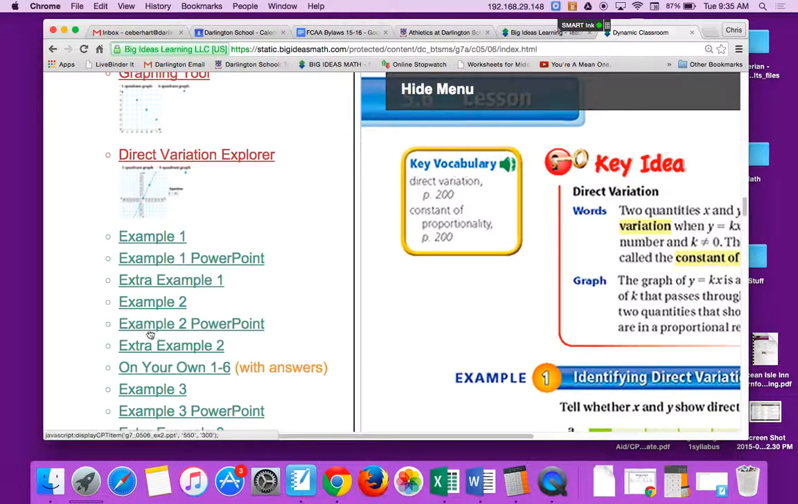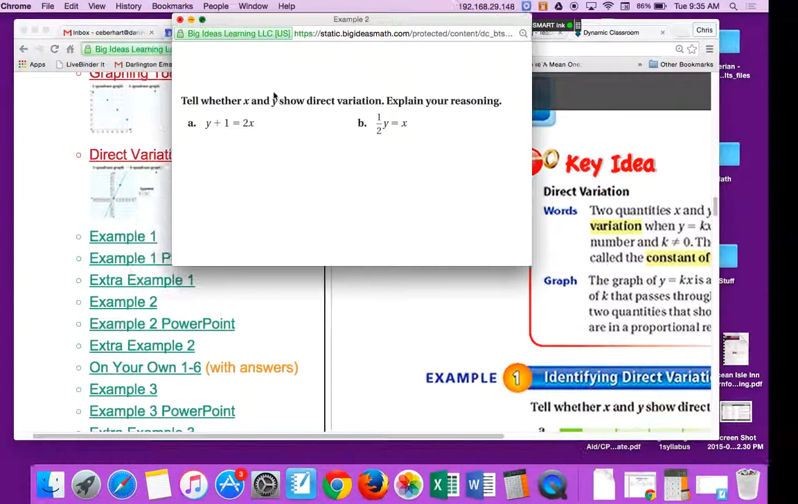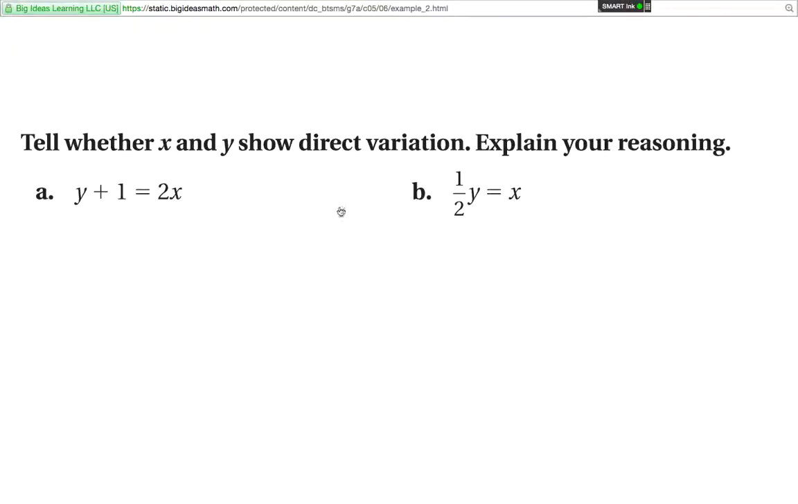Another example here, example 2. Okay, looking at the equation piece. Tell whether x and y show direct variation. So we're trying to get that special y equals kx. If you'll notice here, we have y plus 1 equals 2x. We have to get rid of this plus 1, and we can do that by subtracting 1 from both sides. Okay, so we end up now having y equals 2x minus 1.